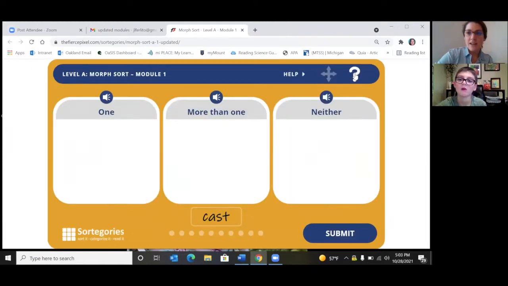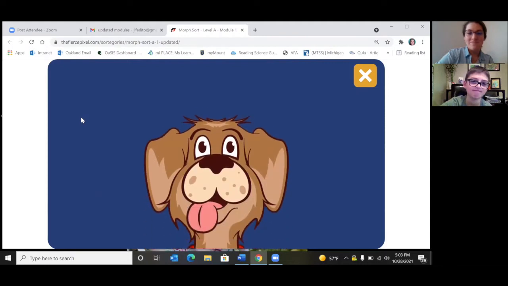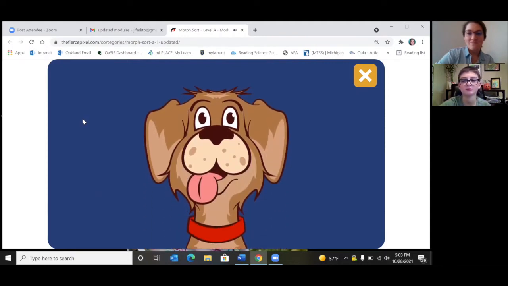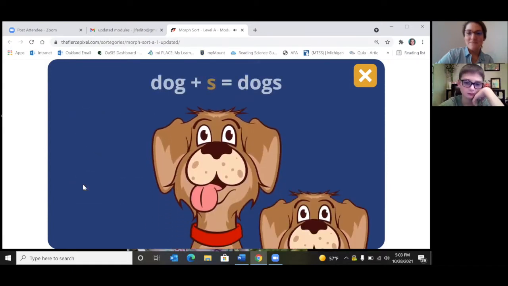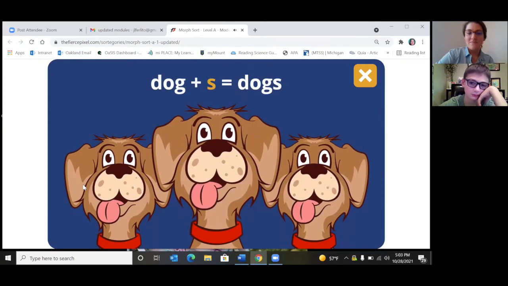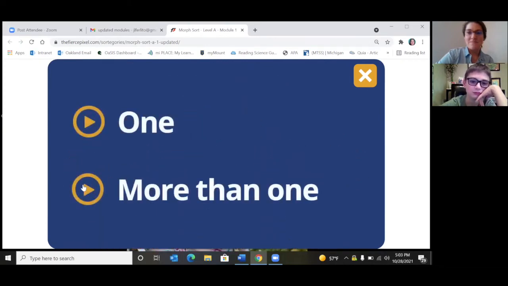Good. Let's start off by clicking that help button, and then click play for each of the directions to give us a reminder of what we're going to do. One means singular, which is one person, place, or thing. Adding S to a namer makes it plural, which means more than one. Okay, now you can go ahead and click the X.